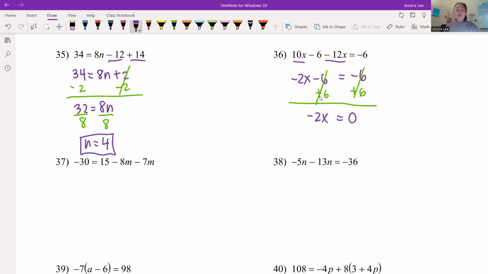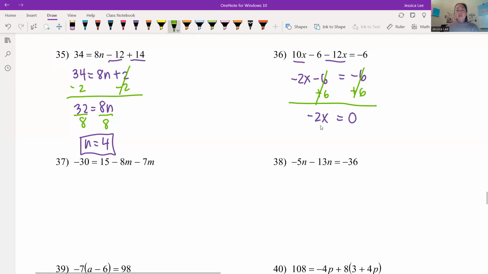Notice here we didn't have to, because negative 2x plus 0 is just negative 2x. So it just simplifies down to negative 2x, so no need to write it down. But here we don't have anything else left, so we actually do have to write the 0 there. And then what do we do? Still the same thing.